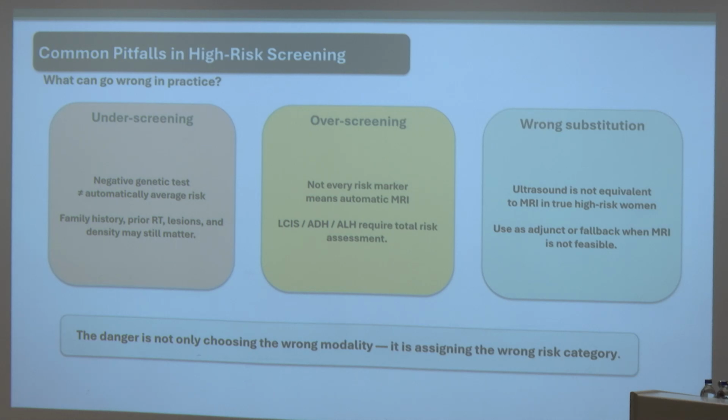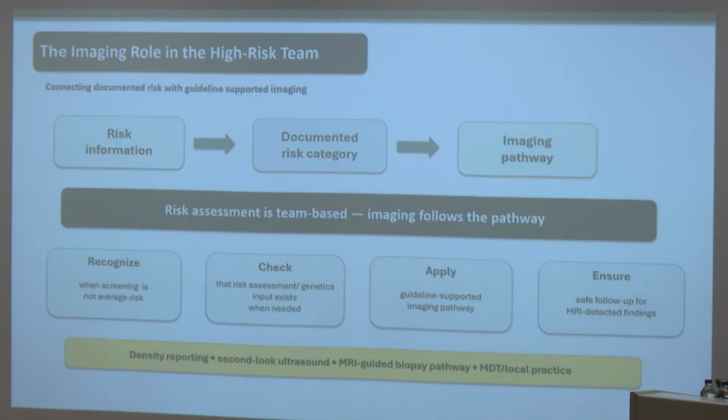What can go wrong in practice is the underscreening, the negative genetic, and it's not only the imaging, it's the negative genetic, and the overscreening, and the wrong substitution. So not to believe that we do ultrasound in high risk and we are okay because we make the follow-up with ultrasound only. So all these are the common pitfalls in high risk screening. The danger is not only choosing the wrong modality, it's assigning the wrong risk category, and connecting to this, the risk assessment.